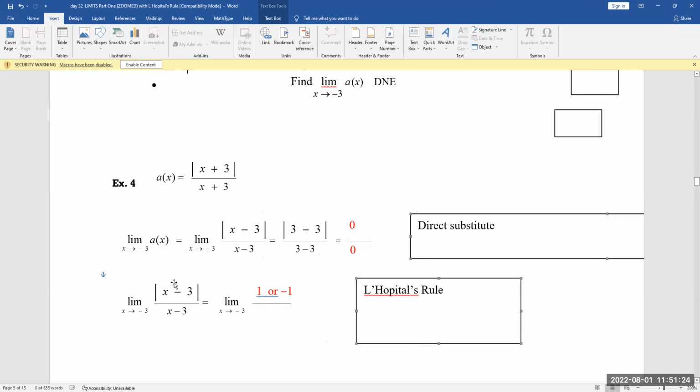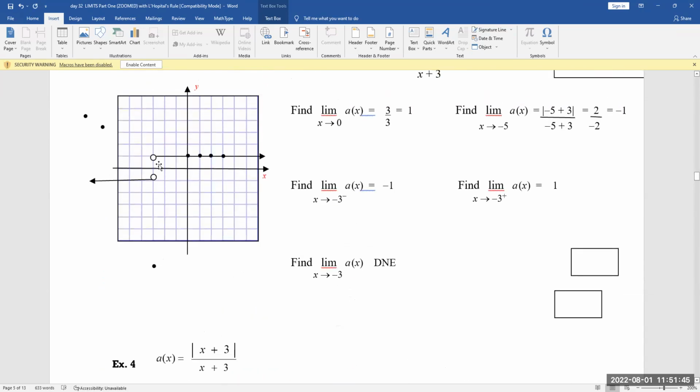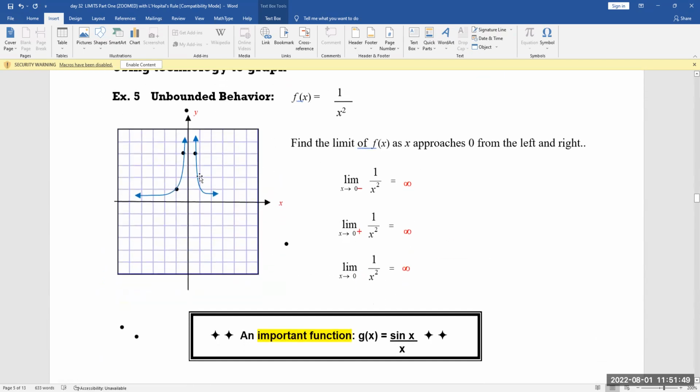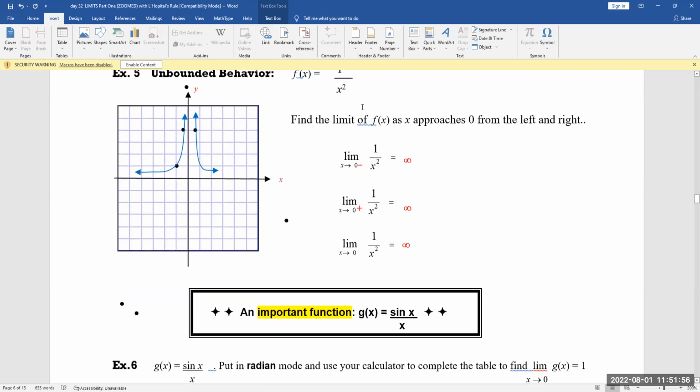The derivative of x minus 3 would be 1. If this were negative x plus 3, it would be -1. And of course, we get a 0 in the denominator. Now, this limit of 1 over 0 or -1 over 0 does not exist, just like our limit from left and right did not exist here. For 1 over x squared, L'Hopital's rule does not apply in this case because the numerator is never going to be 0, even though the denominator might be 0.